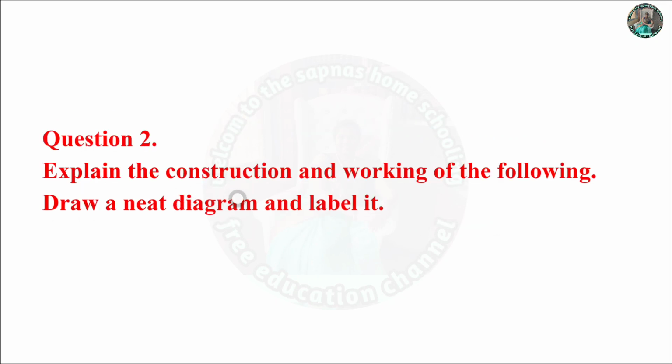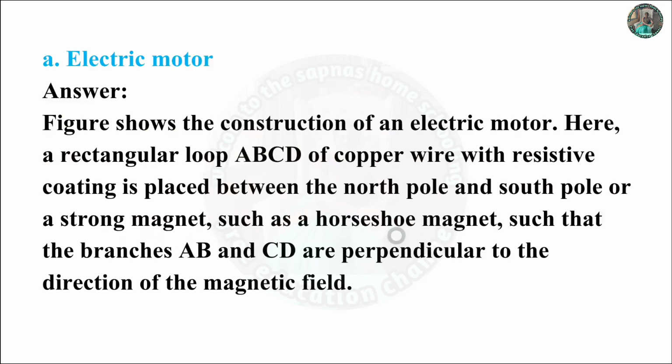Question 2. Explain the construction and working of the following. Draw a neat diagram and label it. Electric motor. The answer is: figure shows the construction of an electric motor. Here a rectangular loop ABCD of a copper wire with resistive coating is placed between the north pole and south pole of a strong magnet such as a horseshoe magnet, such that the branches AB and CD are perpendicular to the direction of the magnetic field.